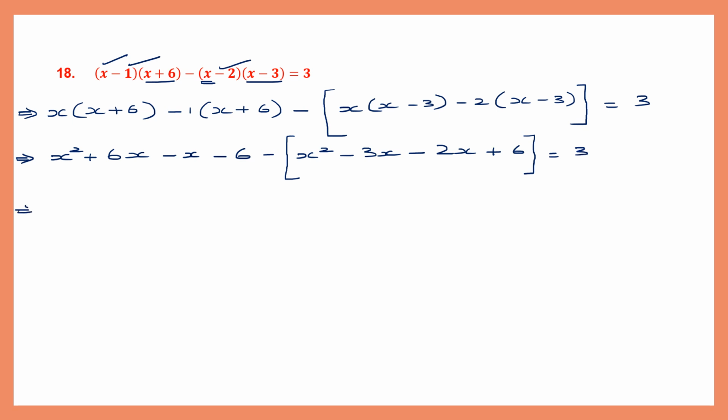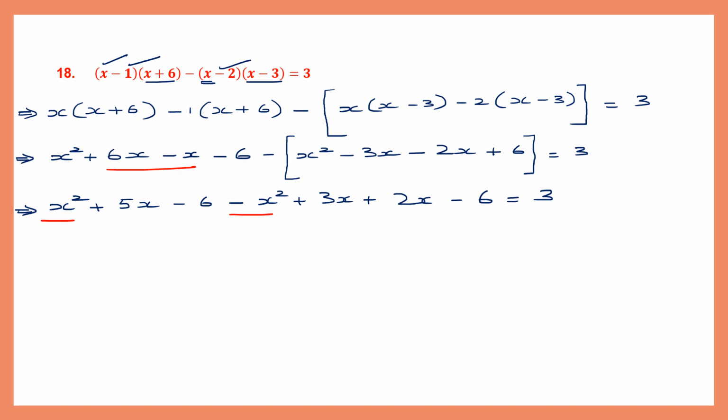Now let's simplify. Here we have x². Now here we have +6x minus x, so that is +5x - 6, minus. Now let's open the brackets here. So x² will now become -x² + 3x + 2x - 6. All this is equal to 3. Now let's work on the like terms. We have x² and -x², which will get cancelled.